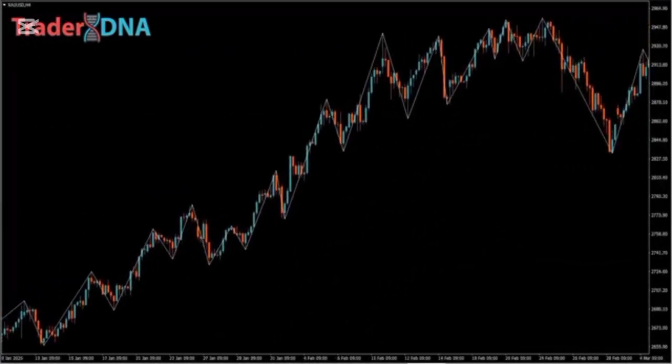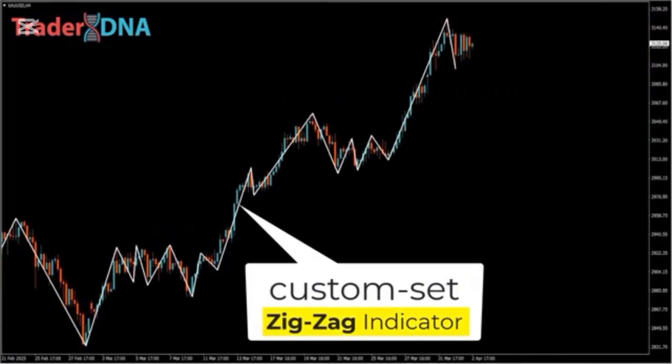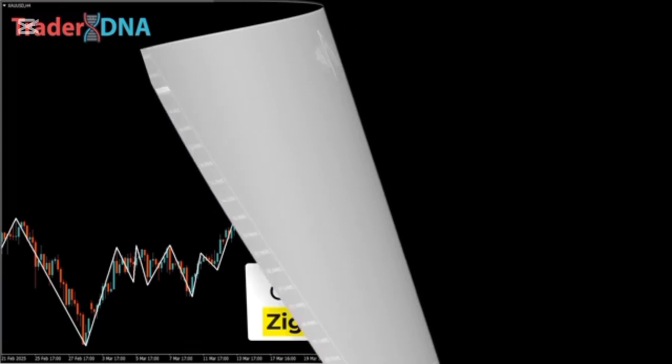The ultimate tool for identifying market structure. To simplify this entire process, I use a custom zigzag indicator, which makes spotting market structure shifts super easy. You can see an example of this on the chart right now. And if you need this indicator, I've got you covered. You'll find it in the description below.